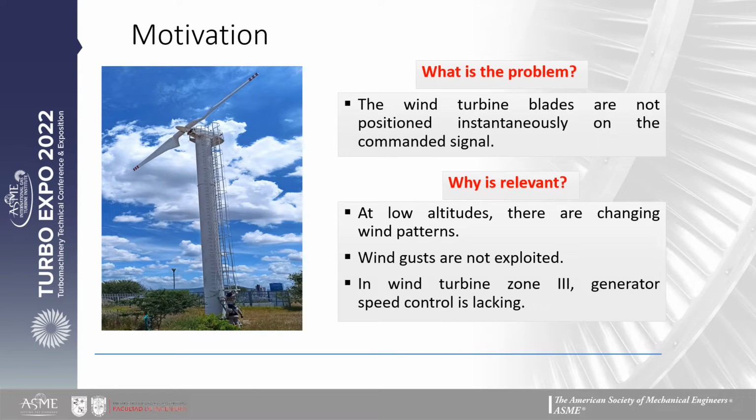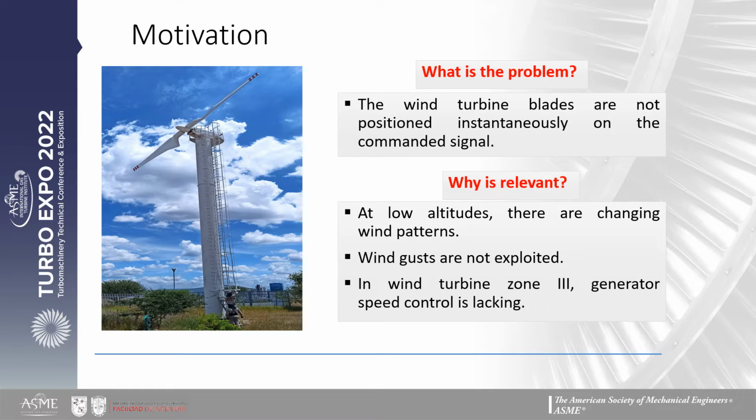The motivation behind this work is the development of a methodology for pitch control in small wind turbines. But what is the problem? Well, the problem is with the pitch system. When we send the control signal to the mechanical system, the blades don't arrive quickly at the desired angle. So, why is it relevant in small wind turbines? Well, it's relevant because normally small wind turbines are installed at low altitudes.